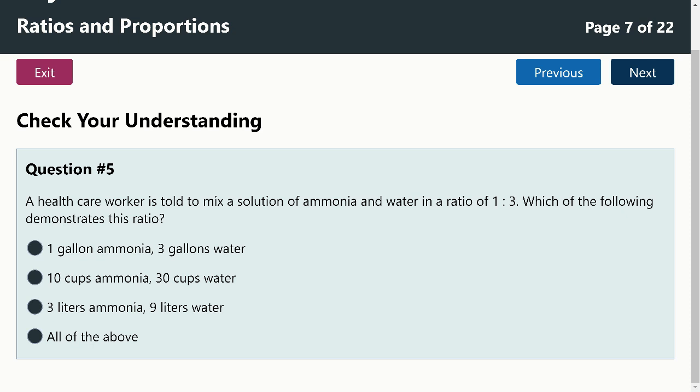A healthcare worker is told to mix a solution of ammonia and water in a ratio of 1 to 3. Which of the following demonstrates this ratio?